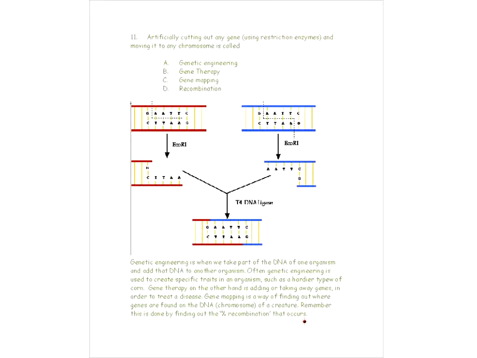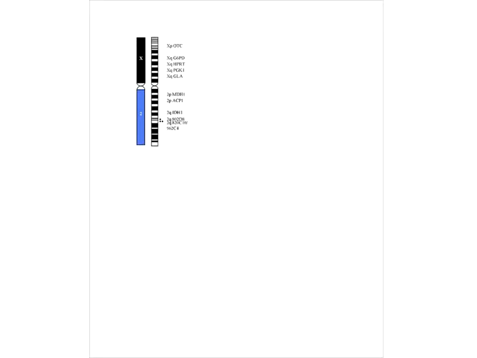So using those definitions, read over this question and decide which of these processes you think it's going to be. Again, artificially cutting out any gene using restriction enzymes, moving it to a chromosome. Which process do you think that is? And again, if you don't have time to answer the question as we're going along, later on when you look at the review sheet or this practice sheet, you can do it at that point. Okay, let's go on to the next one.